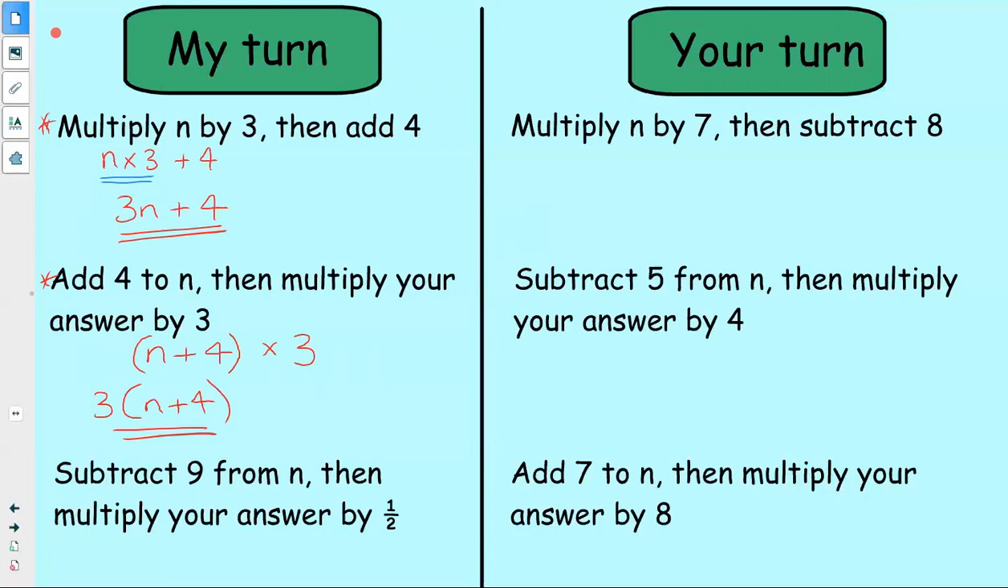Okay, next part, subtract 9 from n, so you're starting with n, you're subtracting 9 from it, and then multiply your whole answer by a half. Again, this part has to be done first, and then I would multiply all of it by a half. Okay, so just think about what I've done there. Pause the video now, because I'm about to flash up the answers to your turn, so pause it now. Okay guys, there's your answers just flashed up there, so just to mark your work. Let's move on. Pause it if you need to mark it.